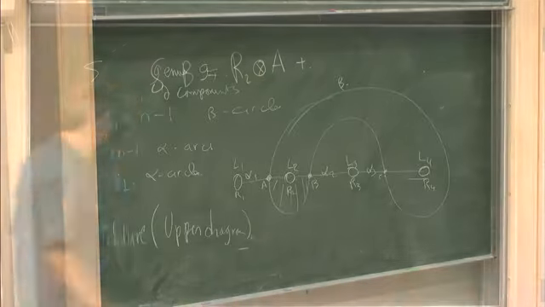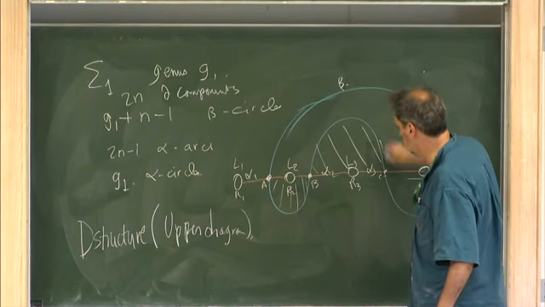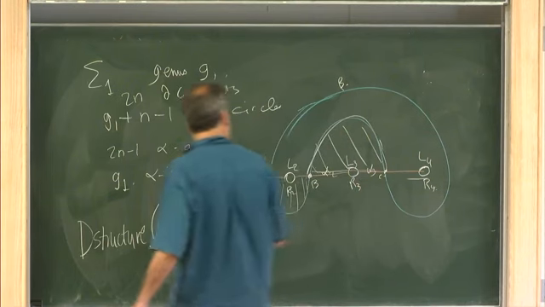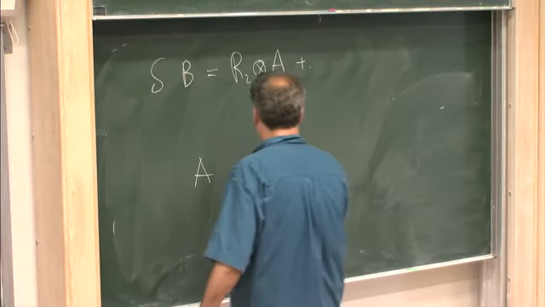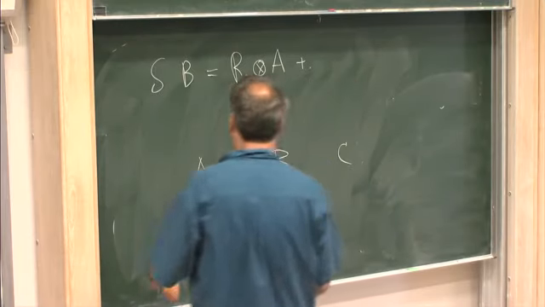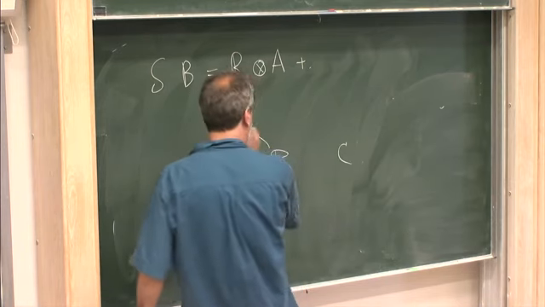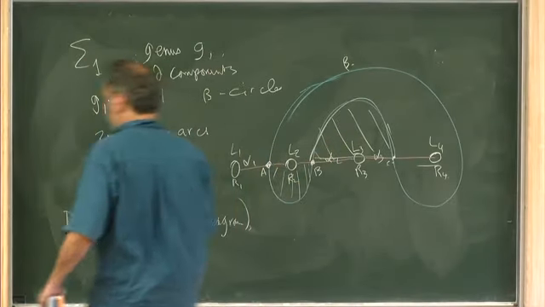Plus, there's also this disk right here, which gives another term in the differential. Let me actually write them linearly like this. Here's A, B, and C, and I'm drawing the differential. The differential of B is R2 times A, and there's another term in the differential of B, which is L3 times C.